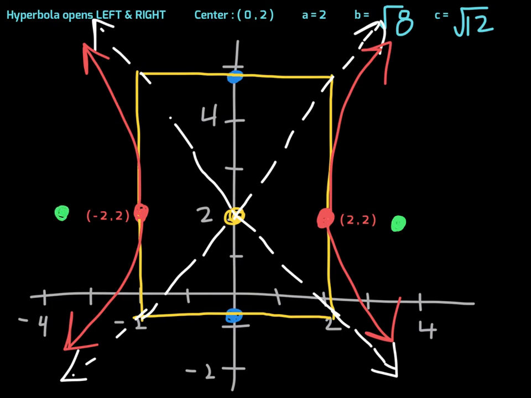Okay, so each one of those are your foci. I'll actually label those coordinates now. Okay, so the coordinates for this focus is square root of 12, comma 2, and then negative square root of 12, comma 2. All right, you guys, that's everything. Good job.